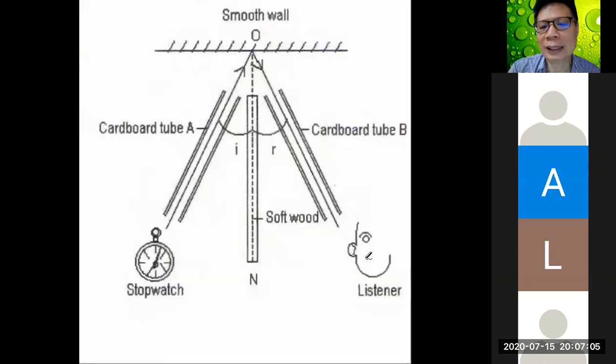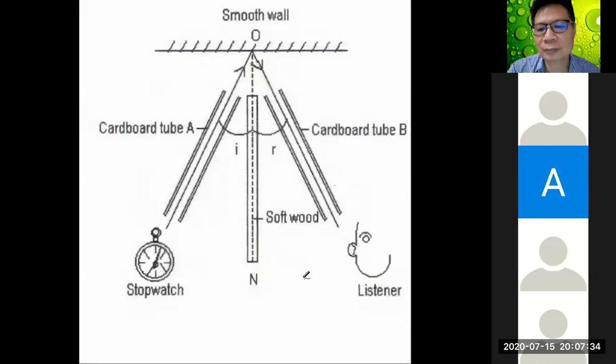Okay, my question here, why in between here you need to put a piece of softwood here? Why? Why need to put a piece of softwood? Why need to put a piece of softwood there? Kong Fan Sin, are you there? Yes, sir. Why need to put a piece of wood here? Why?